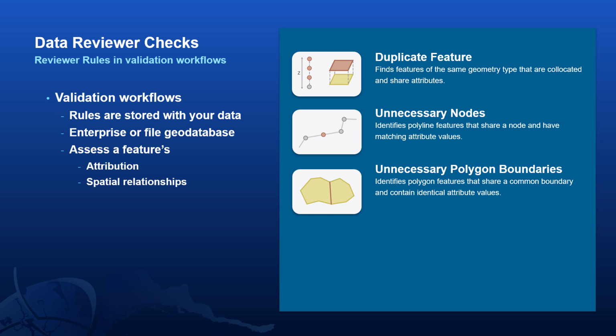Additionally, checks are now available that enable you to reduce data redundancy that can lead to improved performance of your database. These include the unnecessary nodes and unnecessary polygon boundaries checks, which identify features that contain identical attribute values and share a common pseudonode or boundary, respectively. Often, features identified with these checks can be merged to reduce database size and improve performance. The duplicate features check is used to identify features that contain matching geometries and attribute values. This check can be used to detect duplication in the same or different data source.